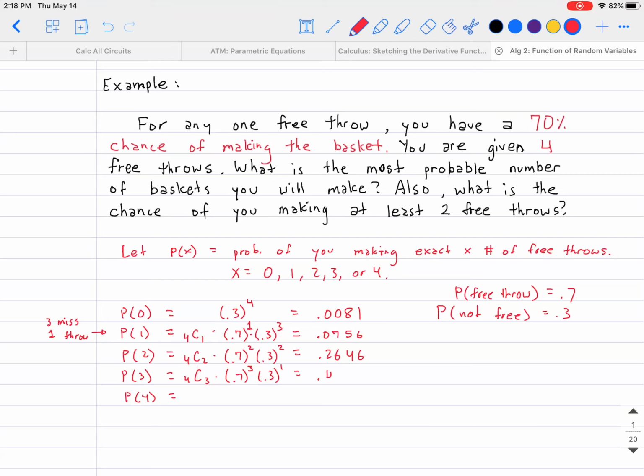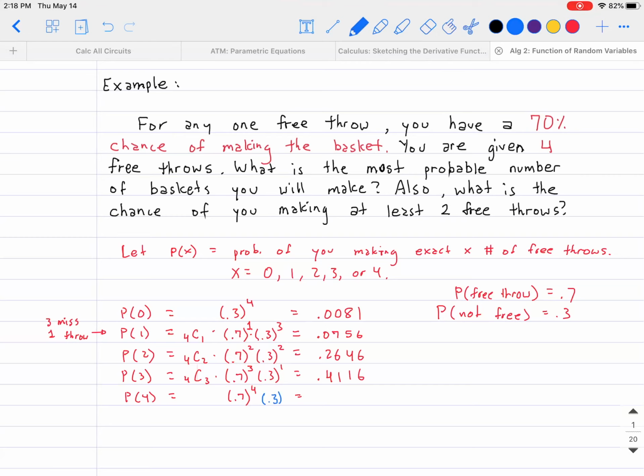That is going to give us 0.4116. And for the last one, you're going to have all four of the shots, you get them. So that's going to be 0.7 raised to the fourth power. And if you want to go by the pattern that we have right here, you technically can write it as the following.